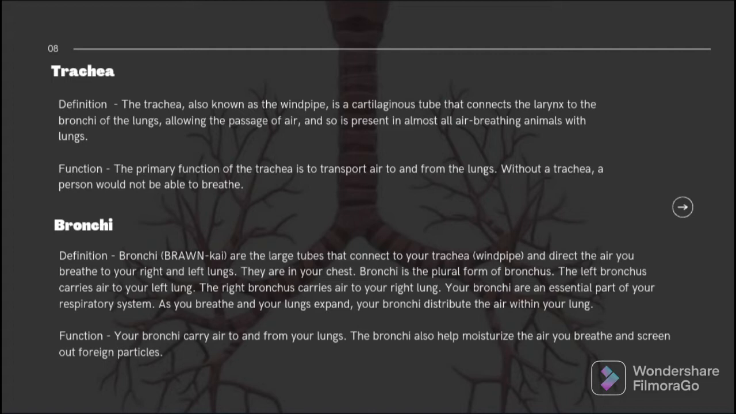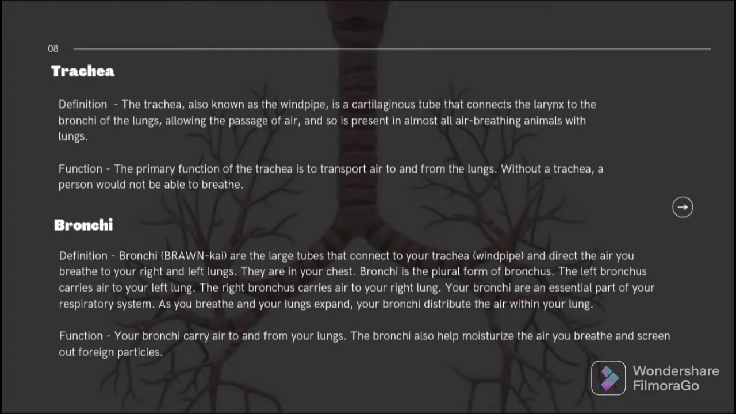Many respiratory conditions such as asthma or bronchitis can affect your bronchi. Your bronchi carry air to and from your lungs. The bronchi also help moisturize the air you breathe and screen out foreign particles. Your airways are lined with cells that create mucus. The mucus keeps your airways moist. It also traps bacteria, viruses, fungi, and other particles to protect your lungs and prevent infections.